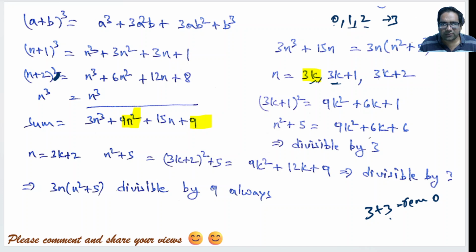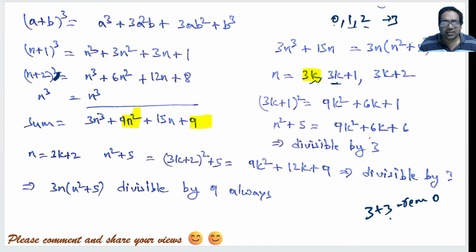Now here, this is clearly divisible by 3, because here 9, here 6, here 6, that means this is a multiple of 3. So n square plus 5 is a multiple of 3, and there is one more 3 outside. So the entire expression is a multiple of 9: one 3 outside, one 3 in n square plus 5. We are concerned about this expression only because in the overall sum the other two terms are anyway divisible by 9.